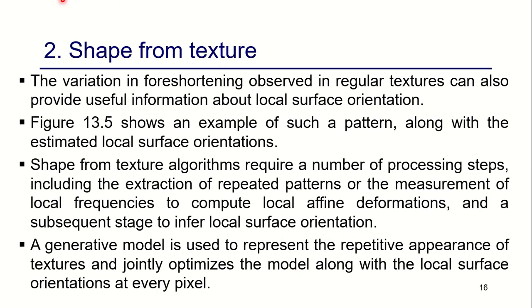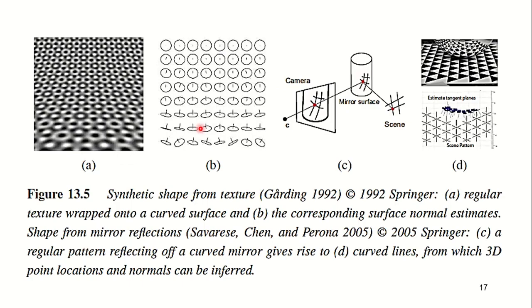The next technique is shape from texture. The variation in foreshortening observed in regular textures can also provide useful information about local surface orientation. The figure shows an example of such a pattern along with the estimated local surface orientation. So this is the diagram of synthetic shape from texture: a regular texture wrapped onto a curved surface and the corresponding normal estimates. And this is the shape from mirror reflections, a regular pattern reflecting off a curved mirror.